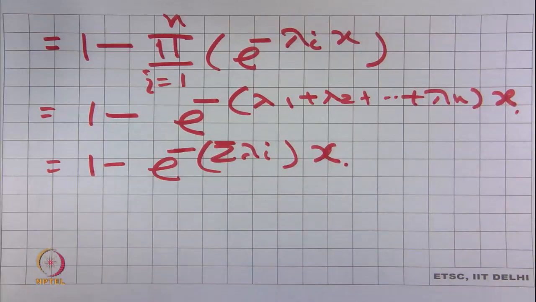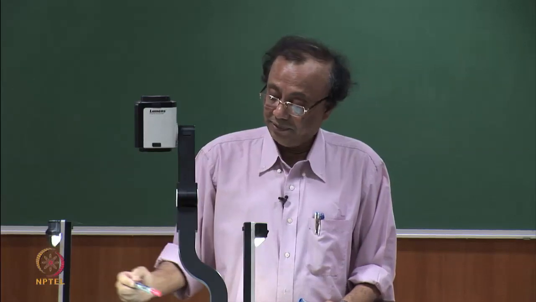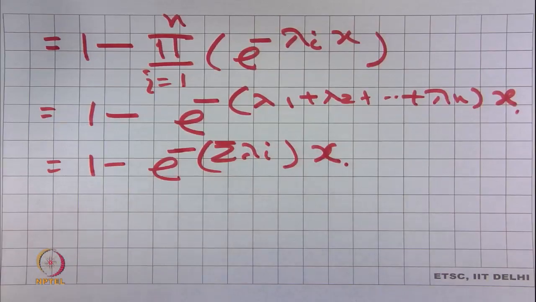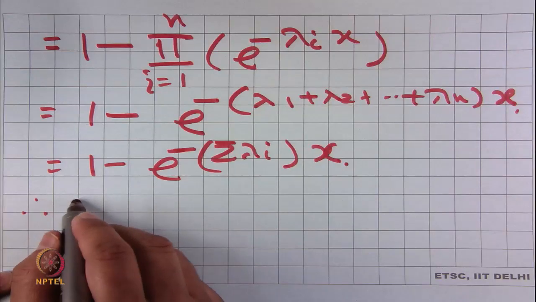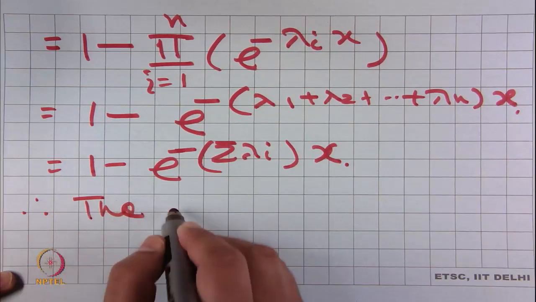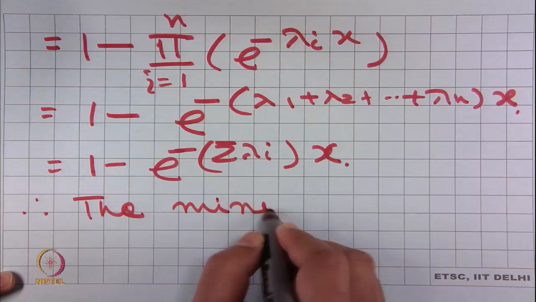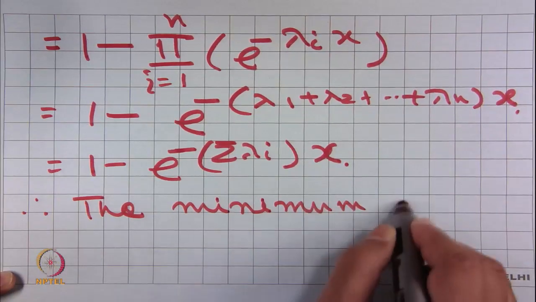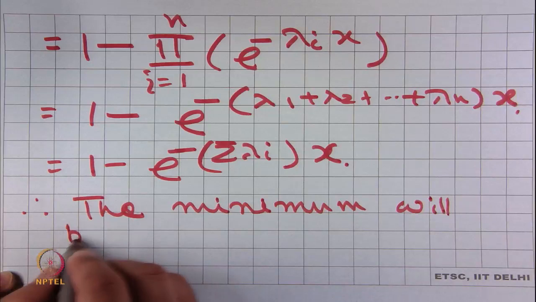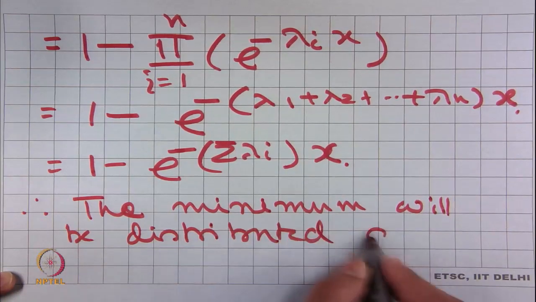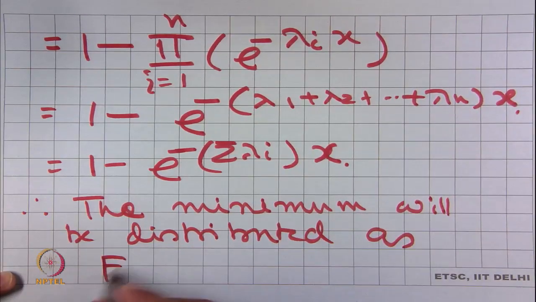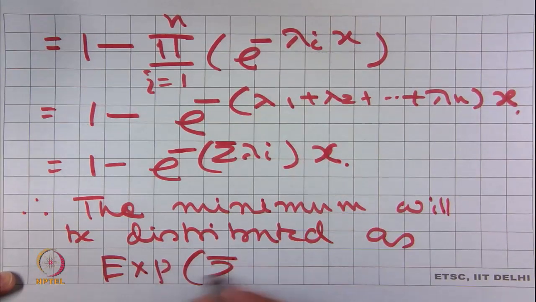In order statistic, we found that if all the lambda i's are similar, then this came out to be n lambda. Therefore, in this case, the minimum will be distributed as exponential with sigma lambda i.